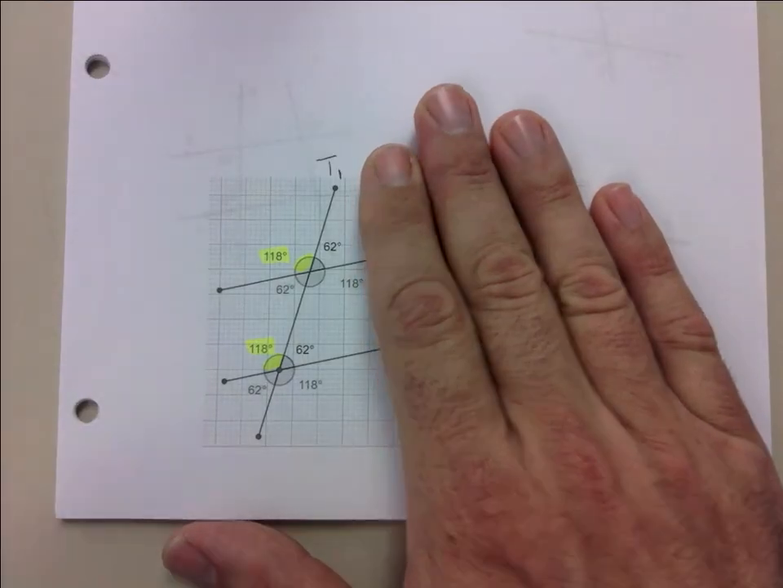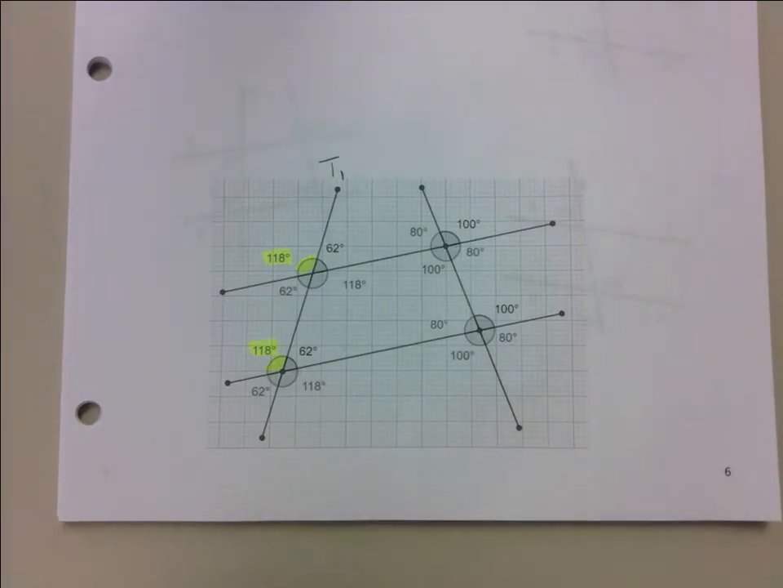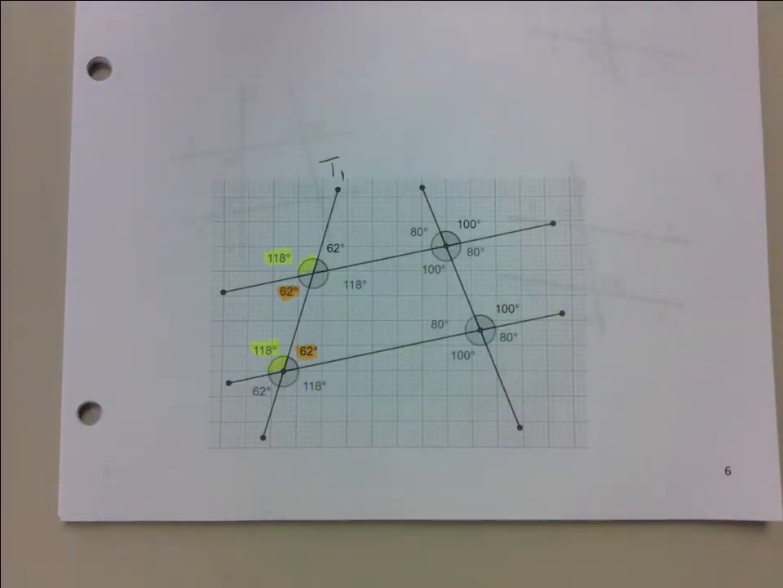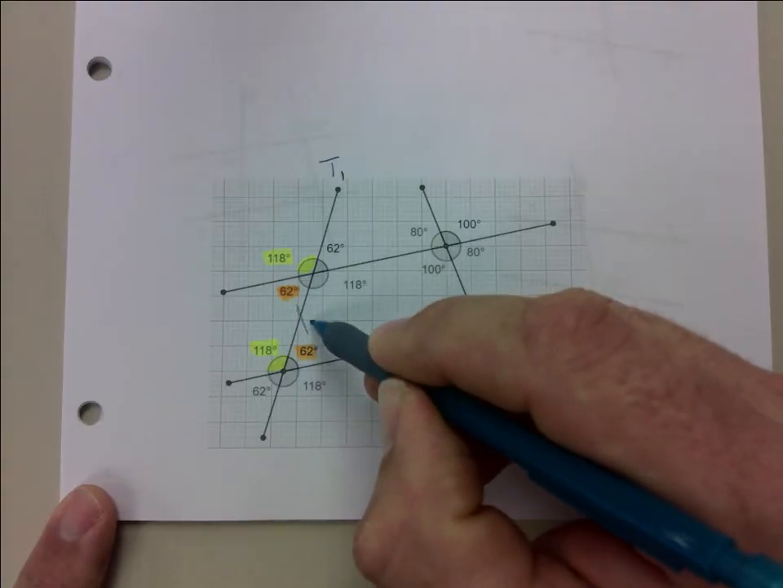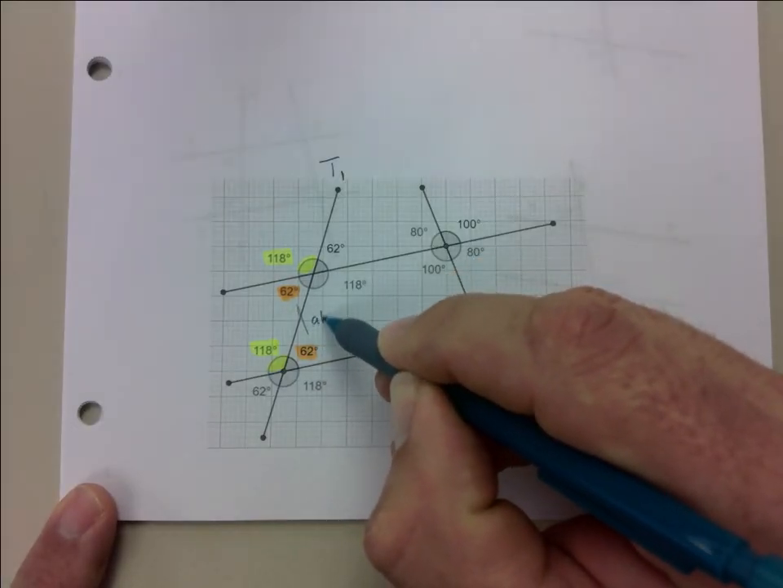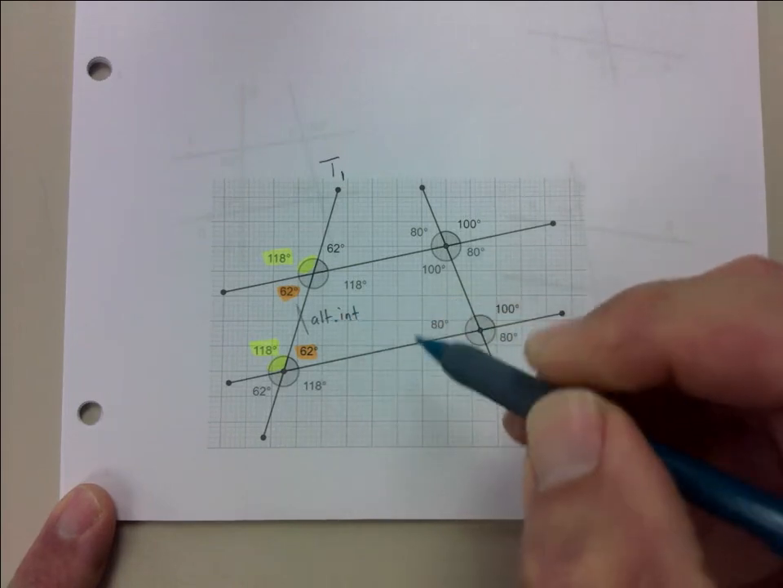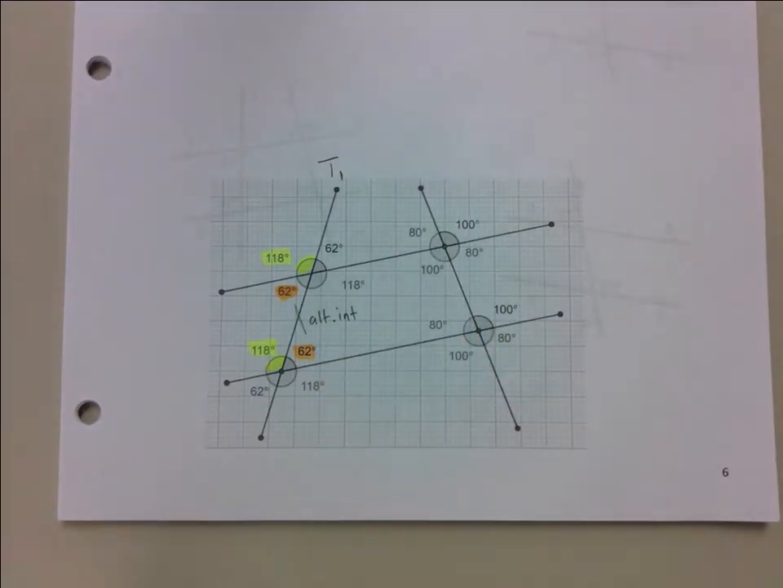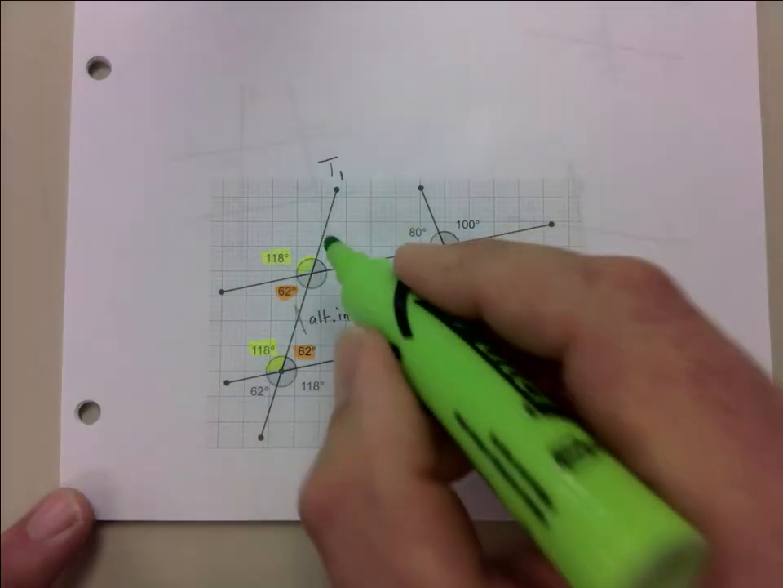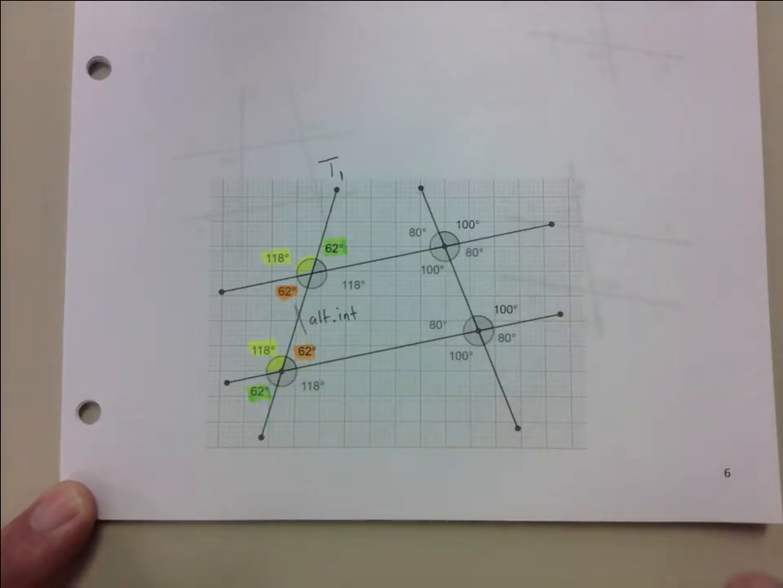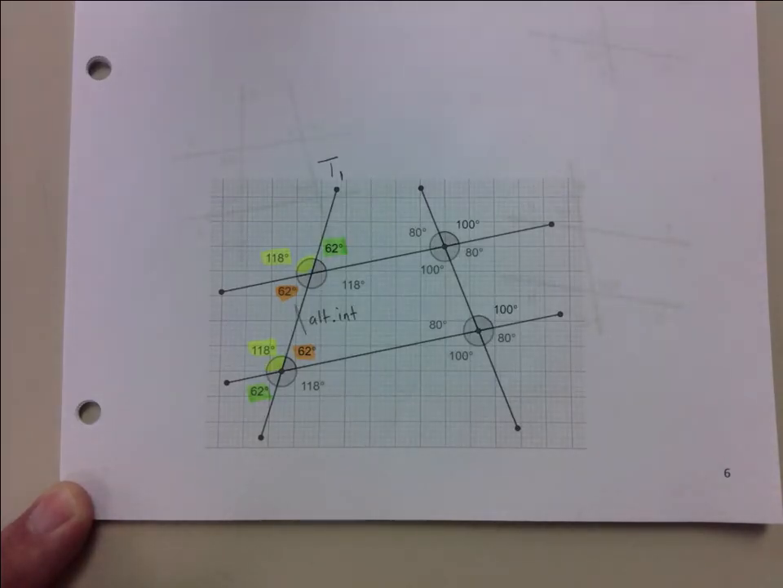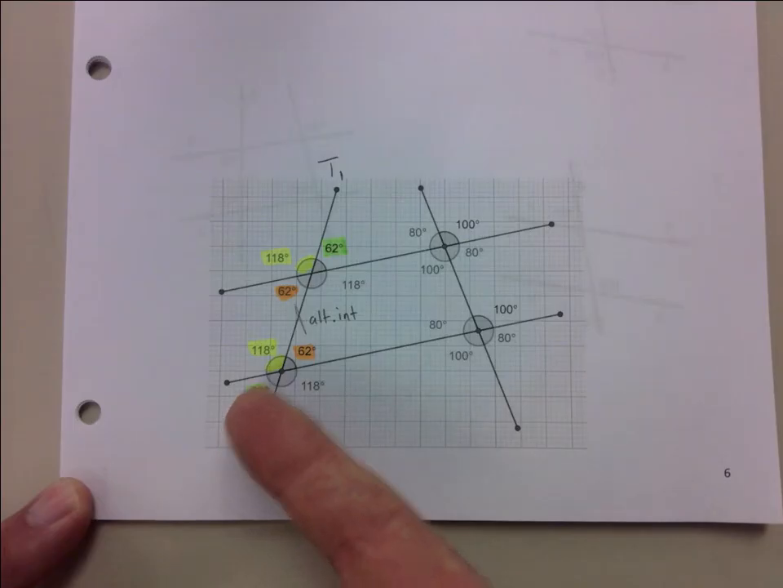I think I used orange for alternate interior. What would this angle be and this one right here? They're both inside, right? They're alternate interior, and they're the same, correct? All right. What would we call this one and this one? If you had to use your page previously. Alternate exterior. And they're the same, correct?